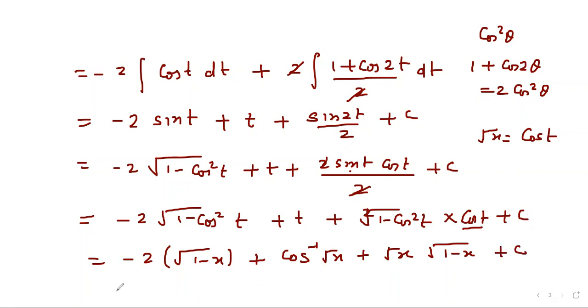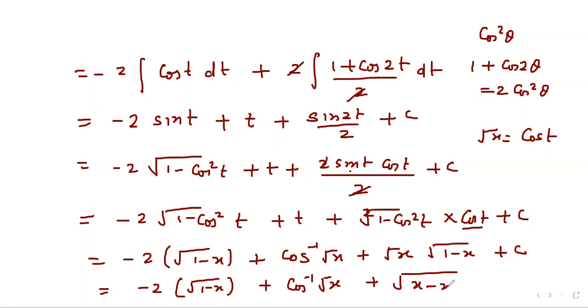If we want to further simplify, it will become minus 2 root 1 minus x plus cos inverse root x, and this root x can be taken inside, so it will become x minus x square under root plus c, which is our answer.